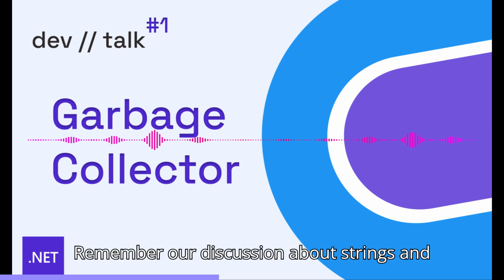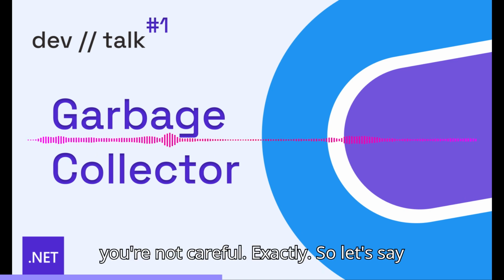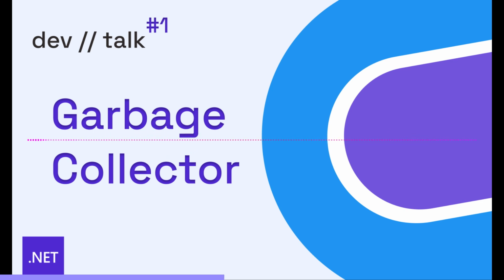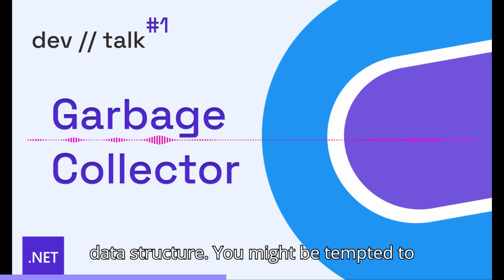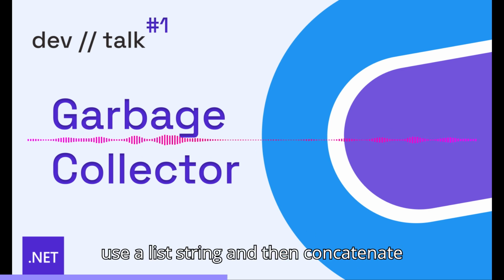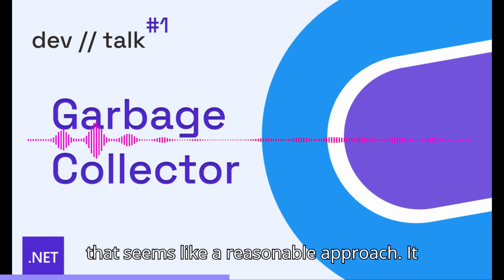Remember our discussion about strings and the large object heap? Yeah, those large strings can really clog things up if we're not careful. Exactly. So let's say you need to build a really large string, maybe a log message or a complex data structure. You might be tempted to use a list of strings. Right, and then concatenate everything together at the end. That seems like a reasonable approach.